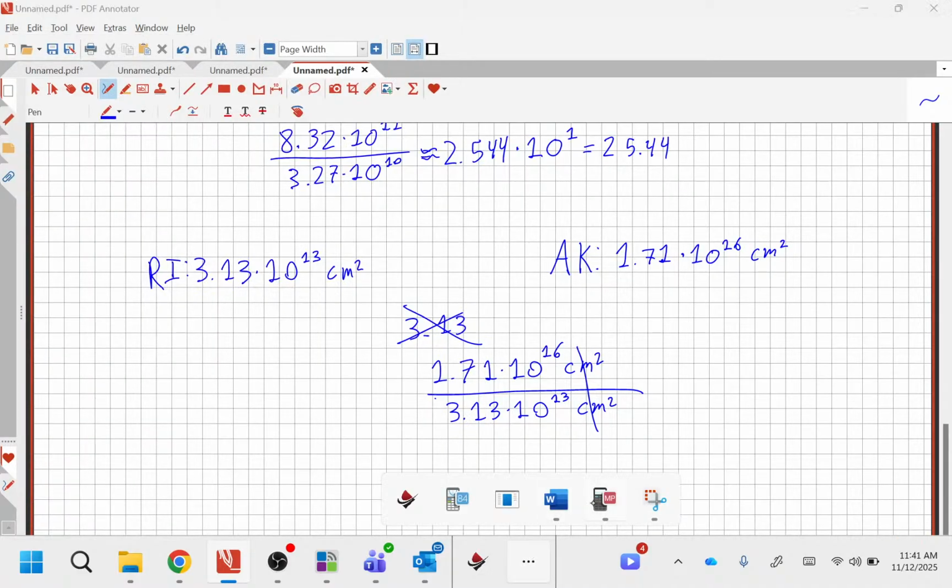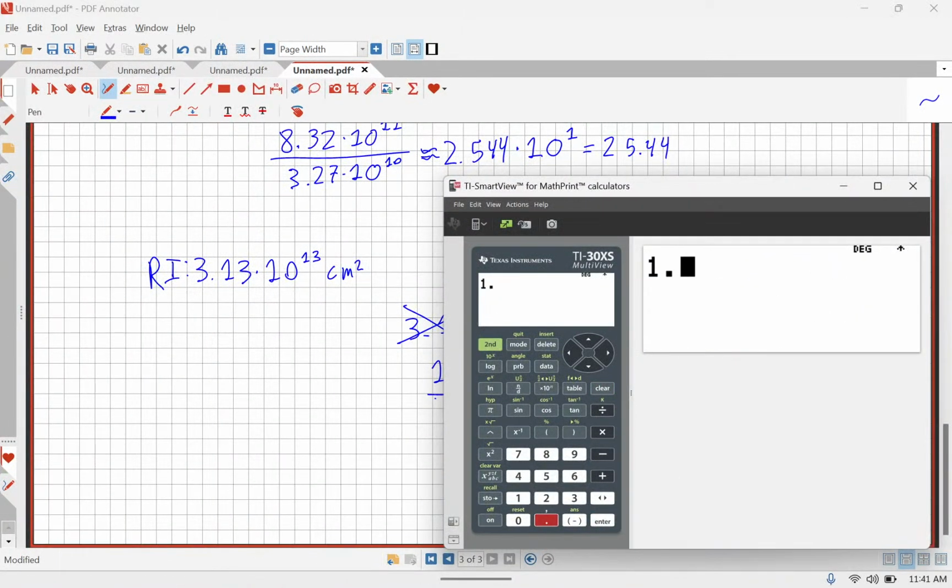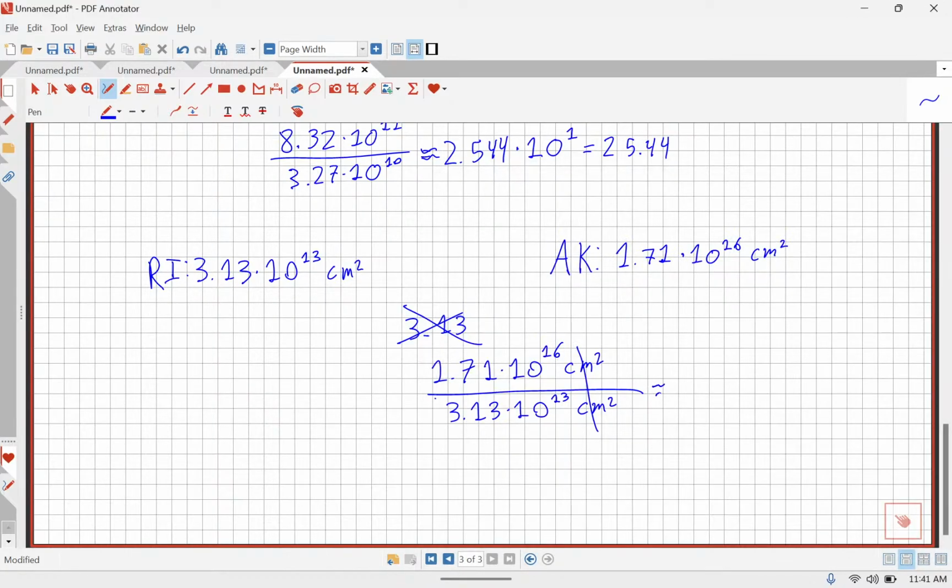So now I'm going to divide these. 1.71 divided by 3.13. And that's 0.5. Let's run that to the nearest thousandth. 0.546 times 10 to the 16 minus 13 is thankfully just 3.